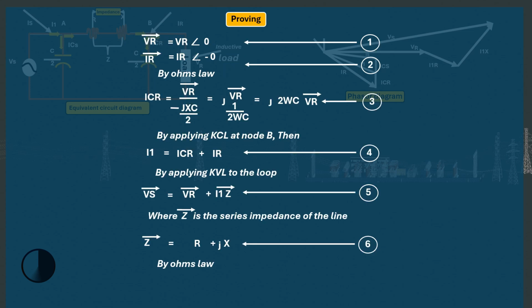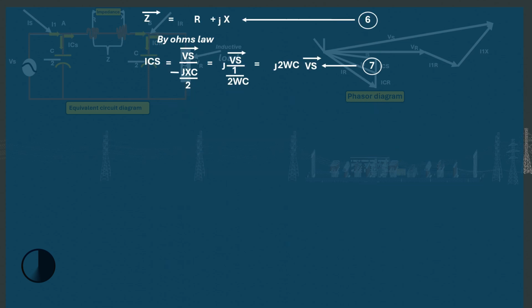Also, we can repeat equation 4. This time we are going to prove for the sending end current IS bar, so we can apply Kirchhoff's current law at node A. The sending end current IS bar will equal the current flowing through the circuit I1 plus the current flowing through the capacitor at the sending end, ICS.